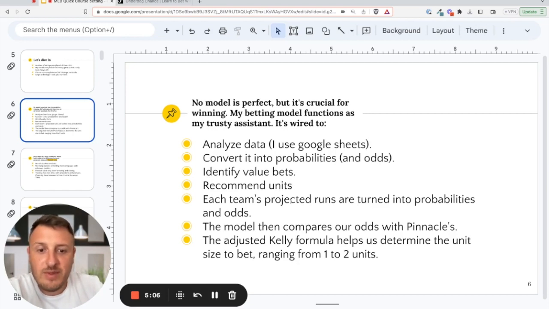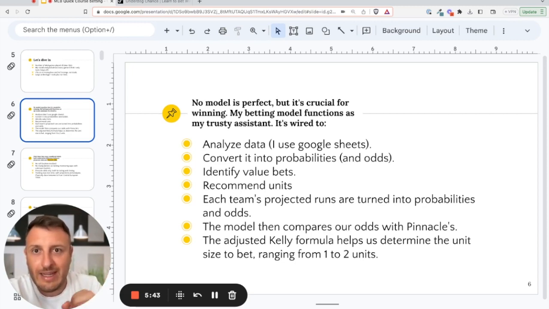Okay, so each team's projected runs are turned into probabilities and odds. The model then compares our odds with Pinnacle odds, always against Pinnacle odds, and the adjusted formula helps me determine the unit size to bet, ranging from 1 to 2 units. So I project my own probabilities, then I add bookmakers' odds from Pinnacle, and then I have this formula which will show me how much is a recommended bet. It is usually from 1 to 2 units. Okay, and the rest are not qualified.